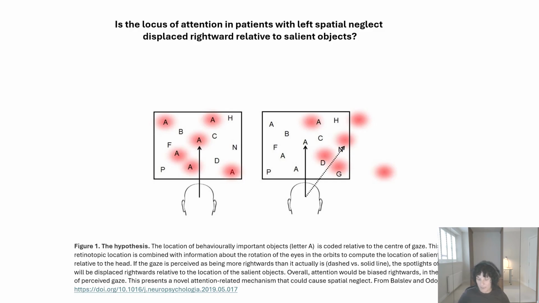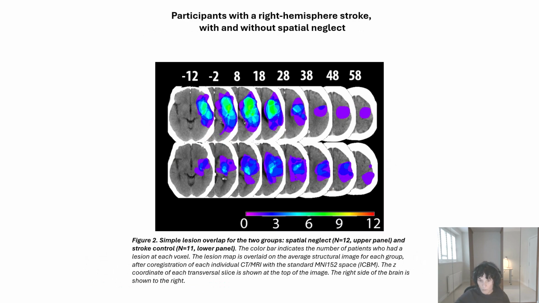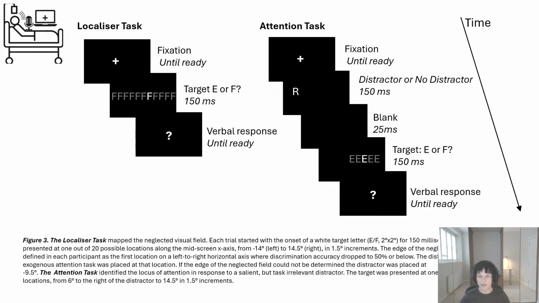To test this hypothesis, we included two groups of participants. Both groups consisted of patients with a right hemisphere stroke. One of the groups had spatial neglect, the other group did not have spatial neglect. The key task was the attention task. We mapped the locus of attention in response to a salient object but task irrelevant. We call this object a distractor.